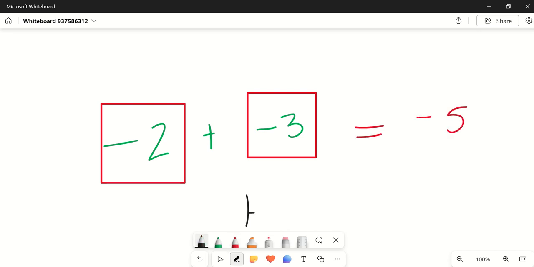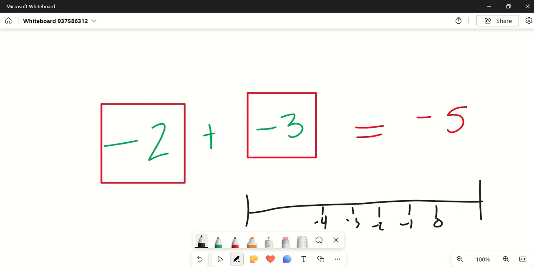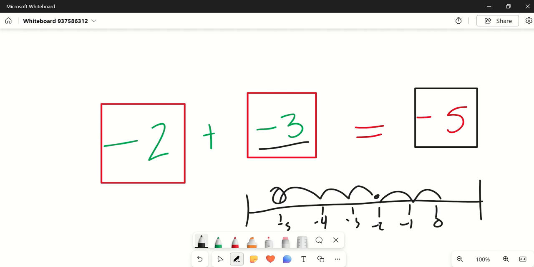If I were to put this on a number line with 0 over here, negative 1, negative 2, negative 3, negative 4, negative 5. If I was already at negative 2 and then I added negative 3 to it, which is 1, 2, 3, I would land here at negative 5, and that would be my answer. So a negative plus a negative equals another negative.